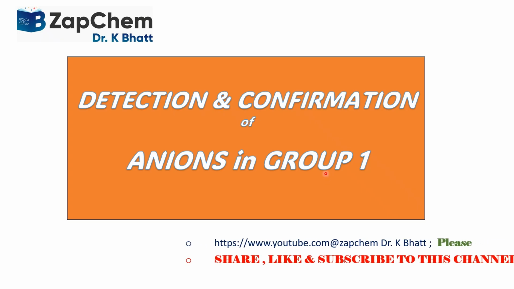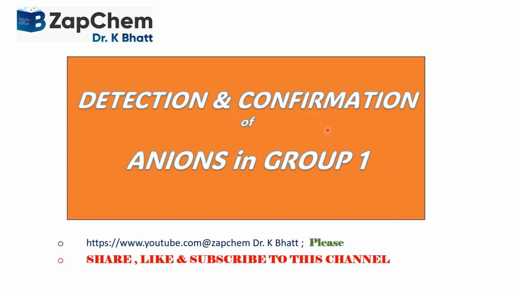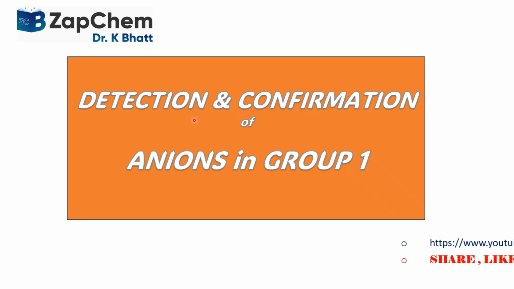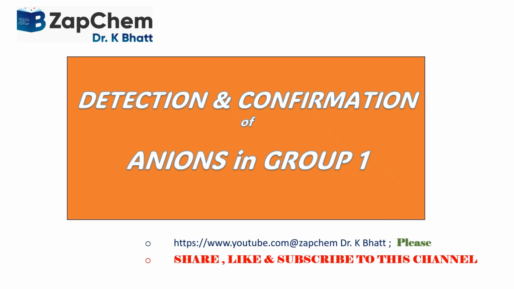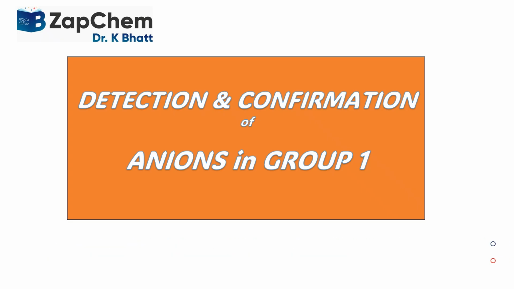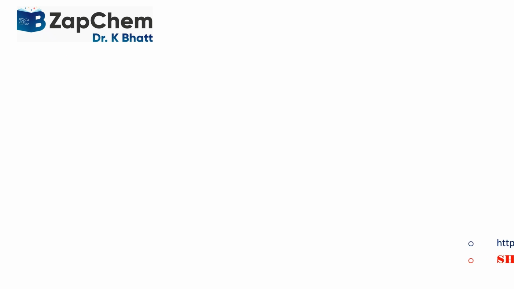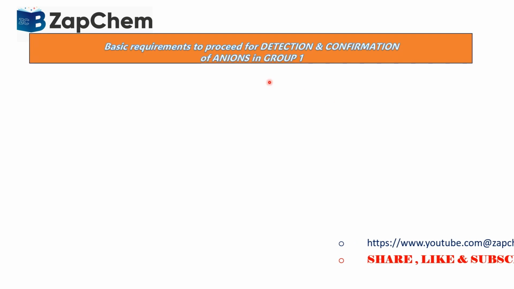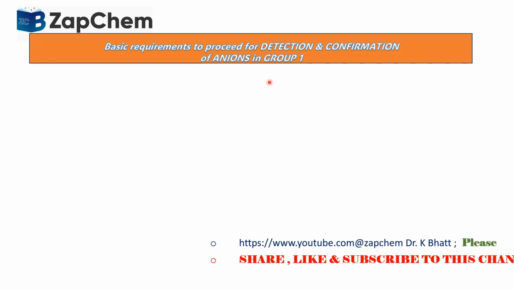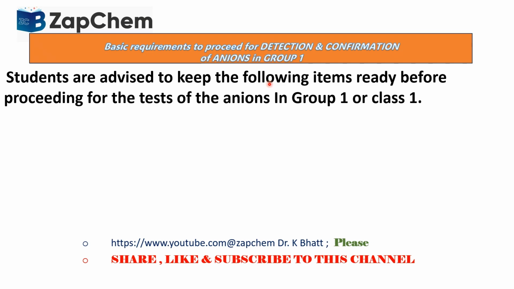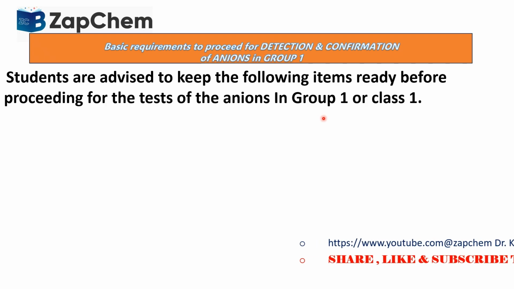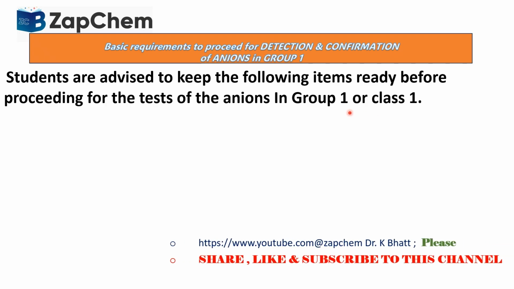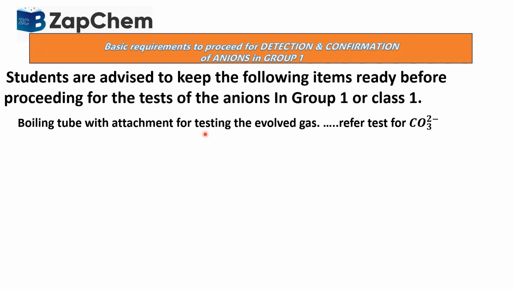Before we get into the method for finding out anions and confirming them, we need to make certain initial preparations. I will advise you to keep the following items, equipment or apparatus, whatever we call it, ready with you before proceeding for the test of the anions in group 1 or class 1. Initially, we need a boiling tube with an attachment for testing the evolved gases.